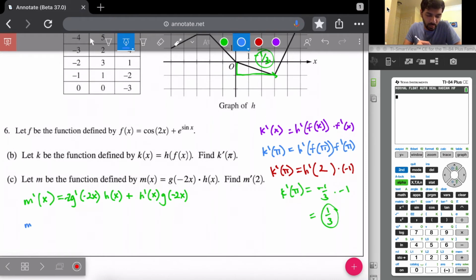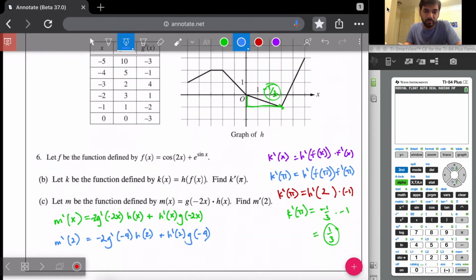Okay, if I plug in a 2 here, this is going to be negative 2 times g prime of negative 4 times h of 2 plus h prime of 2 times g of negative 2 times 2, which is negative 4. And now I just need to go and find these values. So we've got negative 2 times g prime of negative 4. G prime of negative 4 is negative 1. So I got negative 2 times negative 1, multiplied by h of 2.